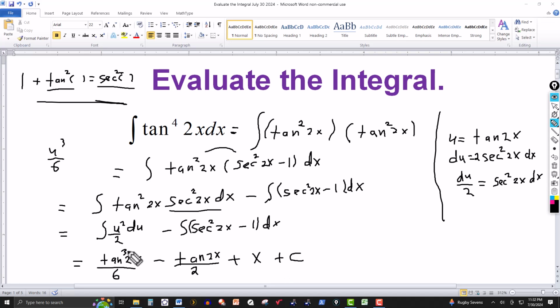So we got tangent to the 3rd of 2x over 6 minus tangent of 2x over 2 plus x plus the constant of integration. This is your answer right there.